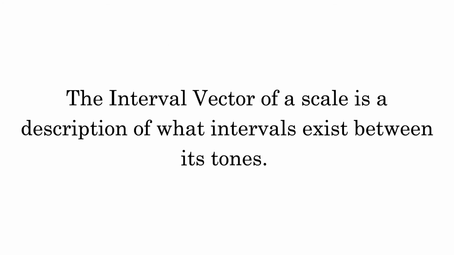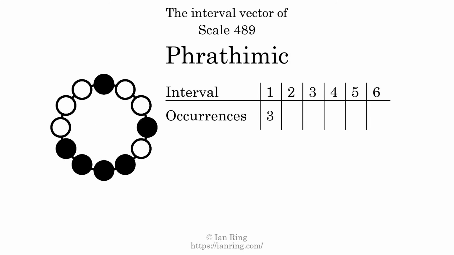The interval vector of a scale is a description of what intervals exist between its tones. There are 3 intervals with the size of 1 semitone. They are here, here, and here. There are 3 intervals with the size of 2 semitones. They are here, here, and here. There are 3 intervals with the size of 3 semitones. They are here, here, and here.